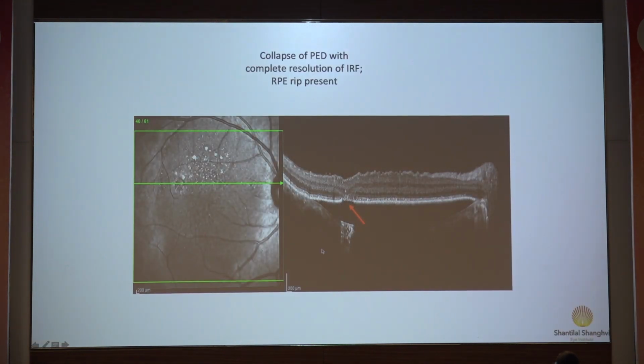And when I went through the scans, as Atul sir correctly pointed out, it's very important for us to actually go and visit the imaging room and look at all the sections, and not just the sections our technician may upload. So there was presence of an RPE rip that corresponded to the area of the RPE thinning that was there at the pre-injection stage.